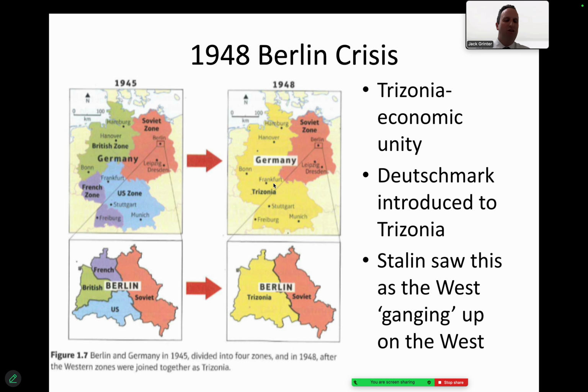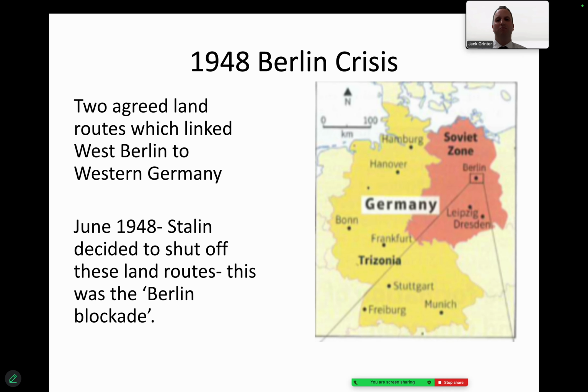Think of it as like, I would say Triceratops, the dinosaur, has like 3 horns, doesn't it? So tri means 3, bi means 2. So Trizonia, 3 kind of zones joined together. They introduced a new currency, the Deutschmark, economic unity, which the Soviet Union were left out of. So Stalin thought, USA, Britain, France, which we call the West, he thought they were ganging up on them, okay?